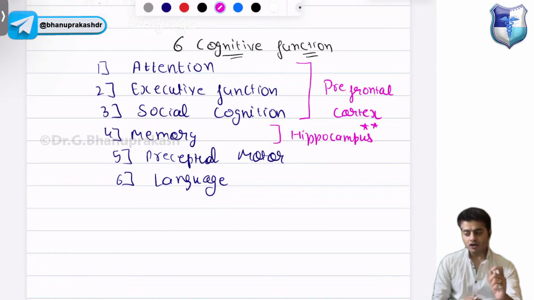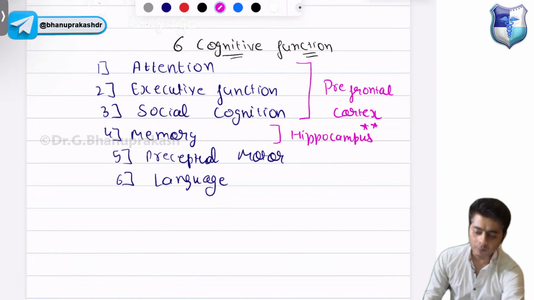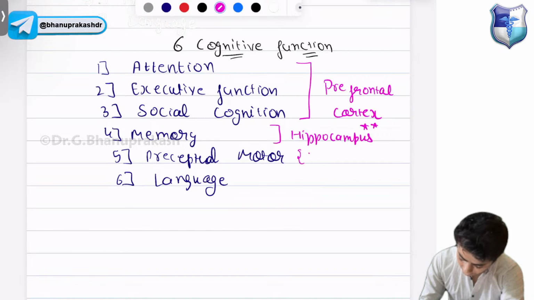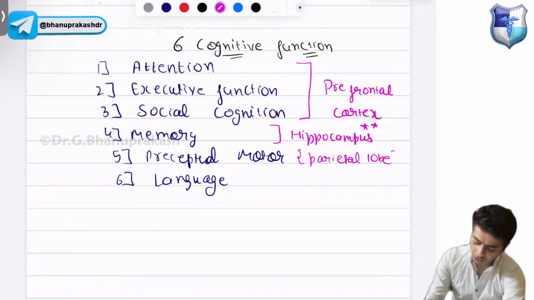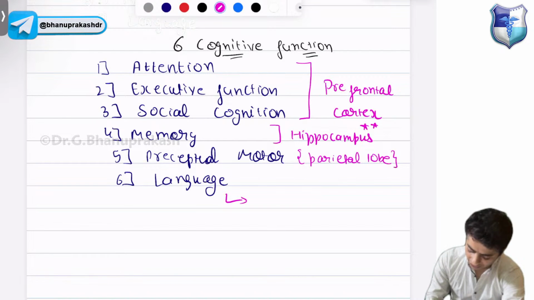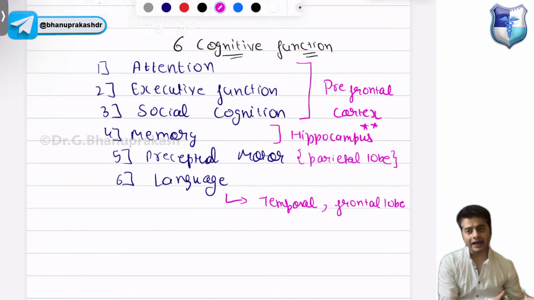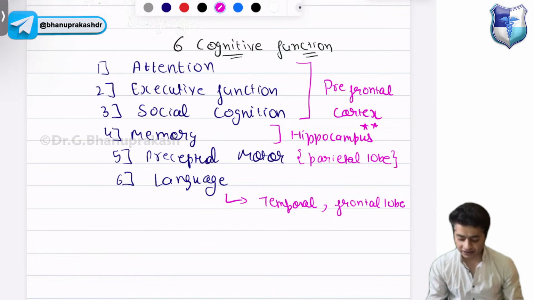ठीक है? Then is your perceptual motor. It is done by your parietal lobe. And the last is your language, which is controlled by the temporal as well as the frontal lobe. Because in the temporal lobe you have Wernicke's area, and in the frontal lobe you have Broca's area.